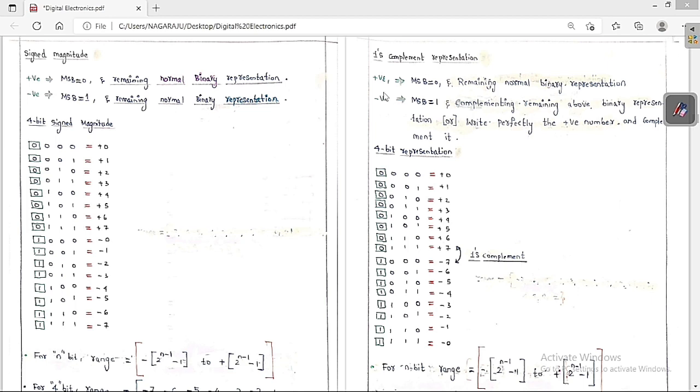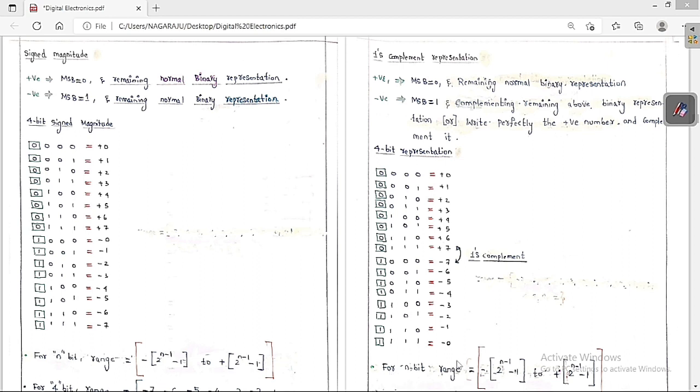Finally, I can say that a positive number means MSB is equal to 0 and the remaining bits are the normal binary representation. A negative number means MSB is equal to 1 and the remaining bits are complemented, or write the positive number perfectly and complement it. This is a concept that you always need to understand. With the help of 4 bits, we are covering minus 7, minus 6, minus 5, minus 4, minus 3, minus 2, minus 1, minus 0, plus 0, plus 1, plus 2, plus 3, plus 4, plus 5, plus 6 and plus 7. These numbers are covered with the help of 4-bit one's complement representation. These are the range of values we are covering.